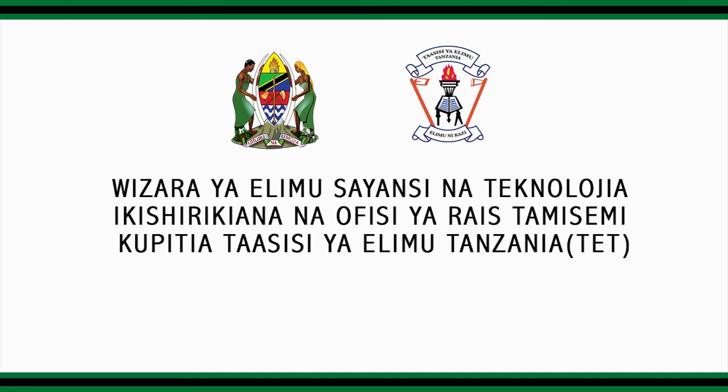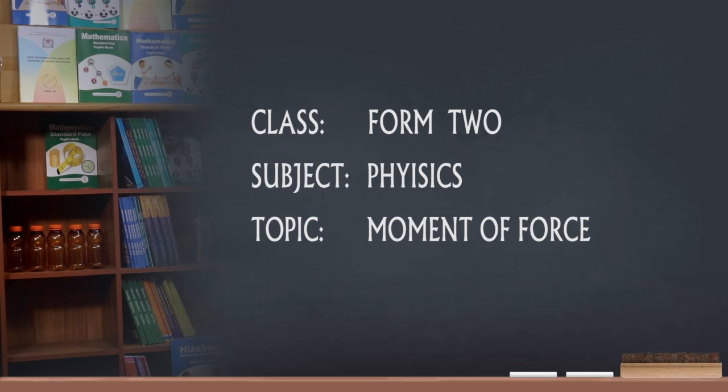Question number 4. A line of action of a force of 48 Newton is at a perpendicular distance of 1.5 meter from a point. Now, find the moment of the force about the point.